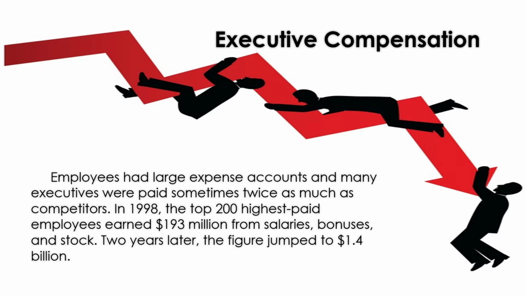So the fourth is executive compensation. Employees had large expense accounts and many executives were paid sometimes twice as much as competitors. In 1998, the top 200 highest paid employees earned $193 million from salaries, bonuses, and stocks. 2 years later, the figure jumped to $1.4 billion.